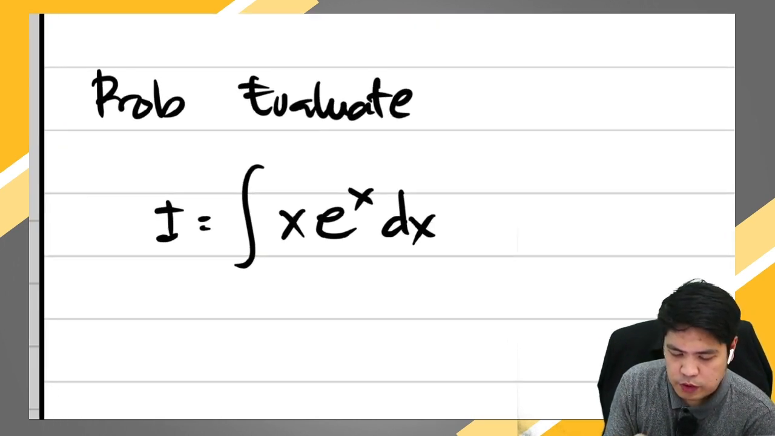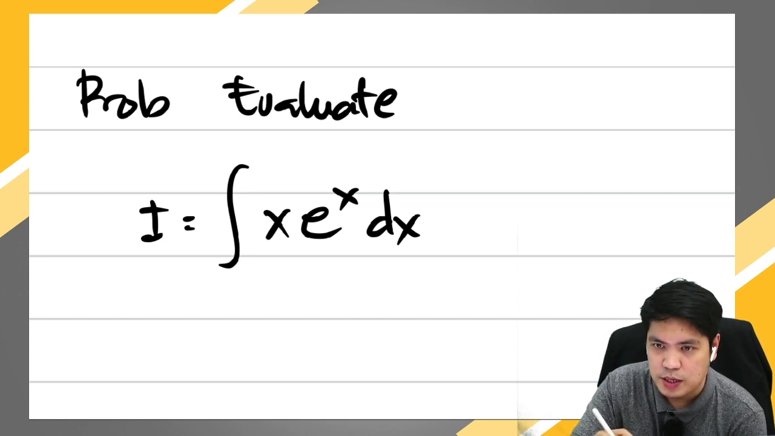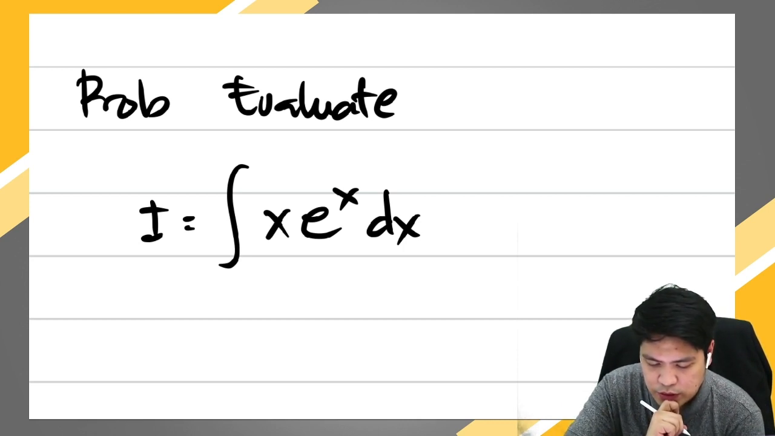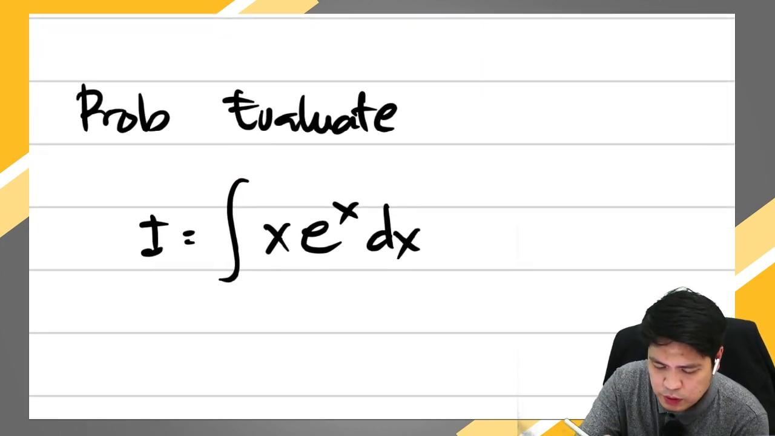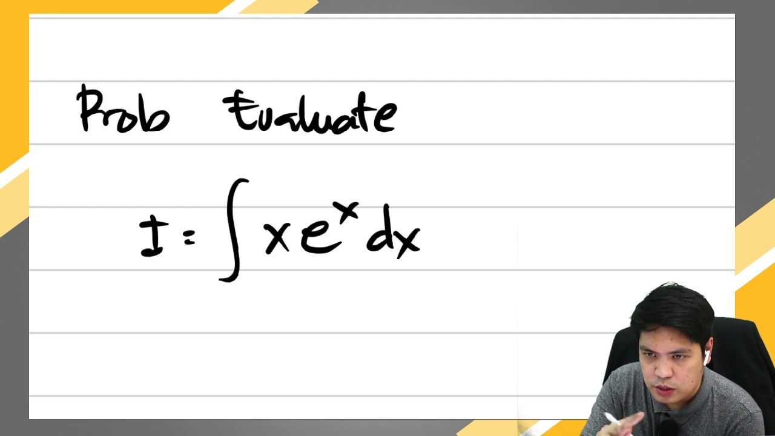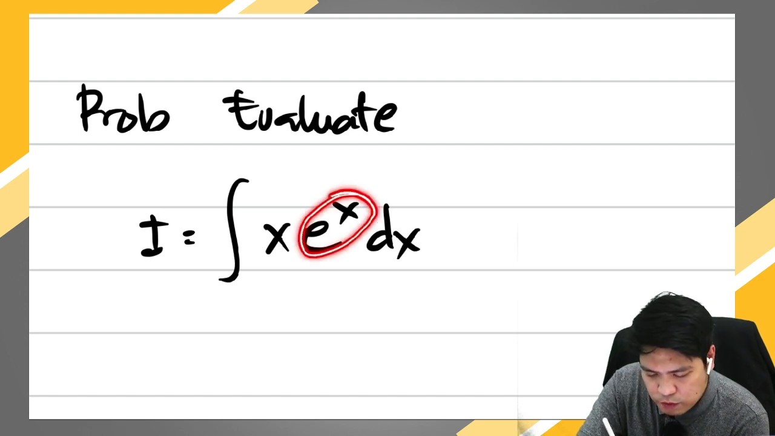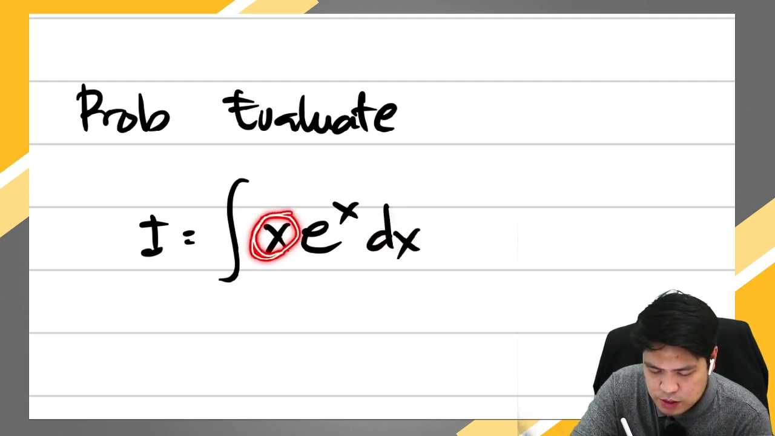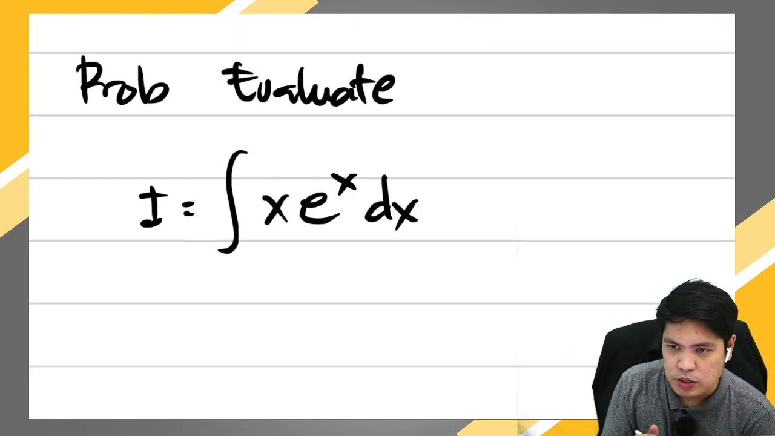Let's take a look at our first problem. We have to evaluate I equal to the integral of x exponential x dx. In this problem, we don't have a formula that would directly solve this integral. But we could say that this particular integral contains two functions that are not really related to each other. What I mean is that the derivative of this function does not yield a linear function in the form of x dx, and the same goes for this one, which does not yield an exponential function. So one technique of solving this is through integration by parts.